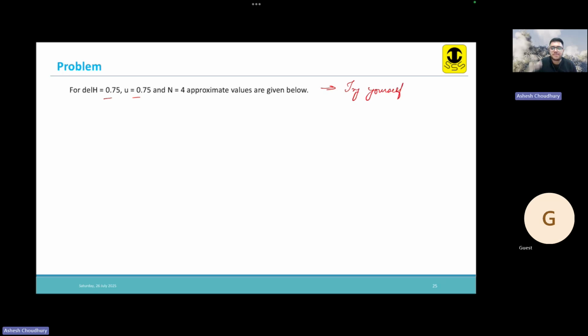You can keep the B the same, or you can change the B, and give it a try. Understood, right? So you can keep the B the same, and now with different delta H and U we can try, and n equal to 4. You can just try yours for practice. You can see what changes are coming.